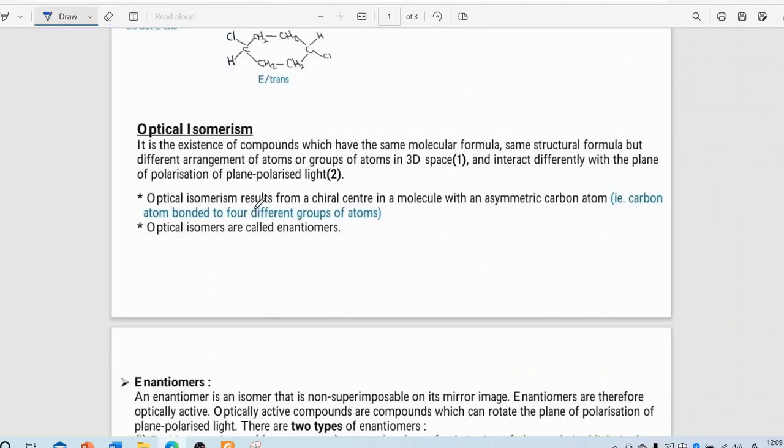So optical isomerism, this results from a chiral center in a molecule with an asymmetric carbon atom. So a chiral center and an asymmetric carbon atom, essentially we are talking about the same thing. This is basically when a carbon atom is at the center and it is bonded to 4 different groups of atoms. That is what makes a carbon atom asymmetric. Okay, so that is that easy stuff.